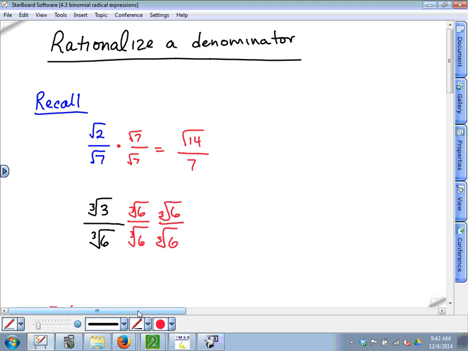So here's one way I suppose you could do this problem. This would be a bit of a longer way, but it would eventually get you to the right answer. Because what is the cube root of 6 times the cube root of 6 times another cube root of 6? 6. So it would work. I personally wouldn't have done it this way. There's a shorter way. Here's what I might have done.